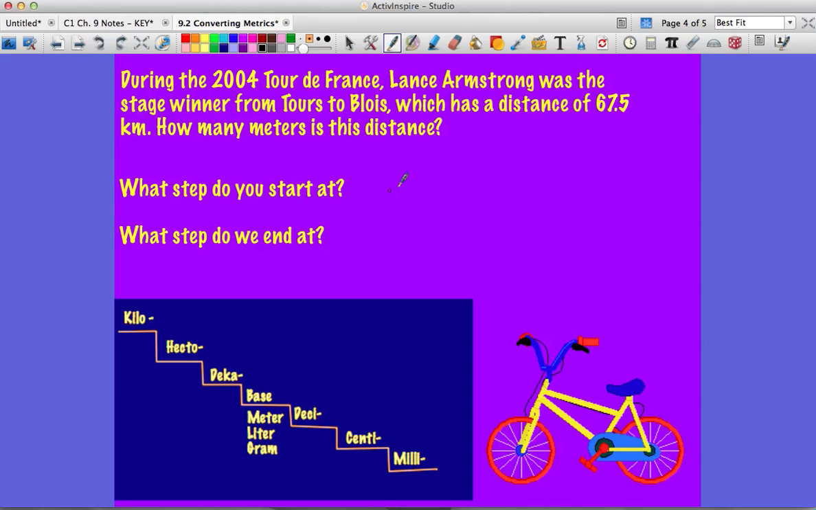Alright, so we start at kilometers. When we start at kilometers, the question says that we're going to move on to meters. So I'm starting at kilo and I'm moving down to meters. That's 3 steps. And since it's 3 steps down, I know I'm going to move my decimal to the right. So I write down my 67 5/10 kilometers, and I'm going to move the decimal 1 place to the right, 2 places to the right, 3 places to the right.